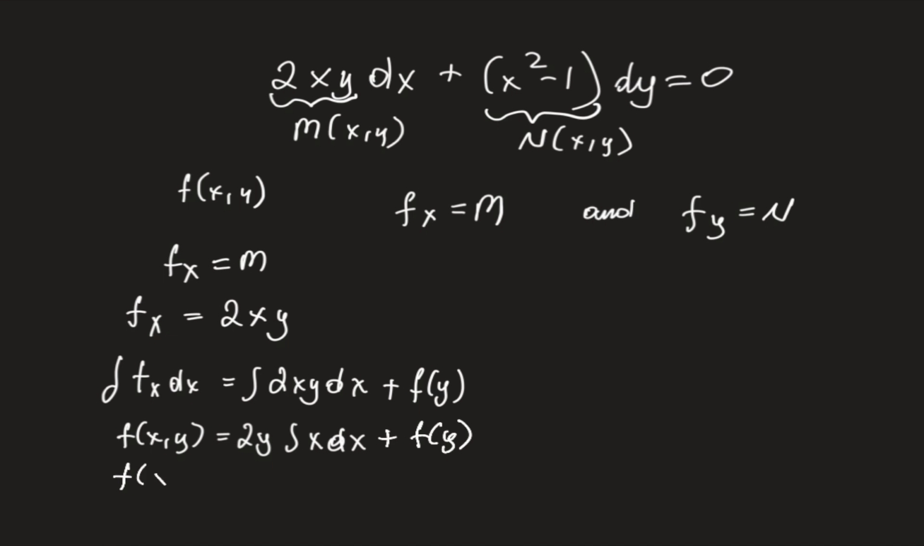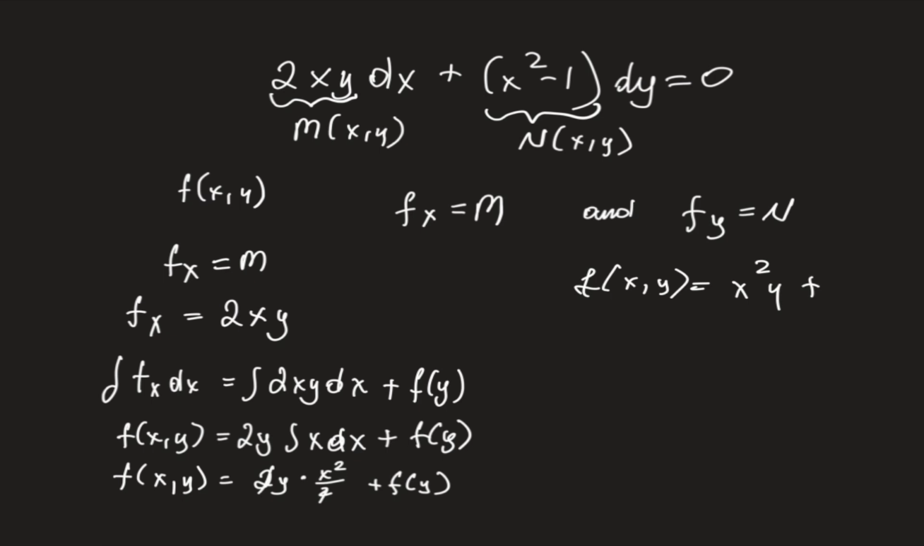So again, on the left side, we have a function of x and y is equal to 2y times the integral of x dx, which is x squared over 2, plus some function f of y. Now the 2's cancel, and I am left with f(x, y) is equal to x squared y plus f of y. So at this point, we're almost there. All we need to find out is what is this f of y?